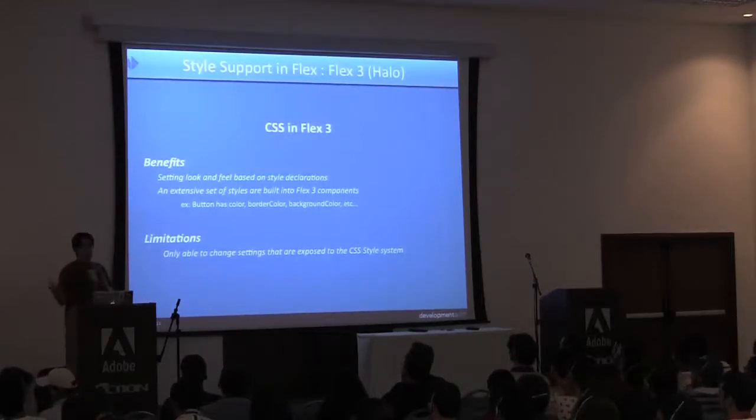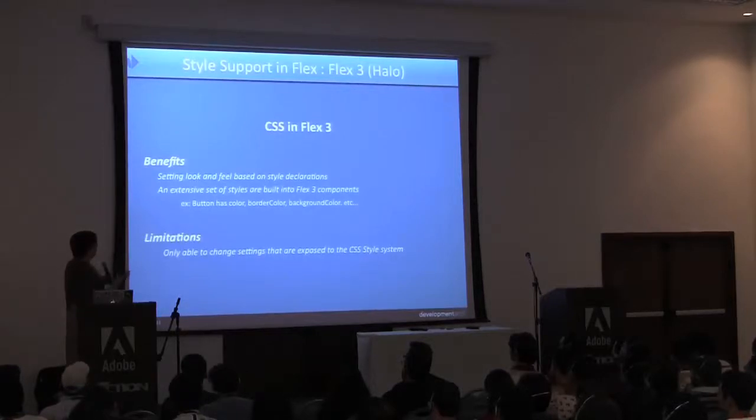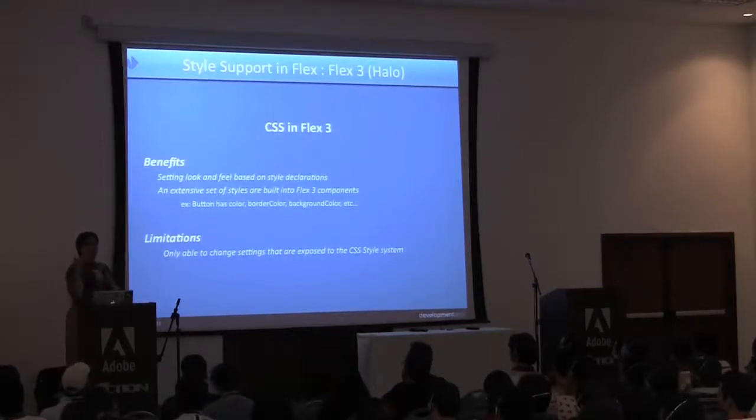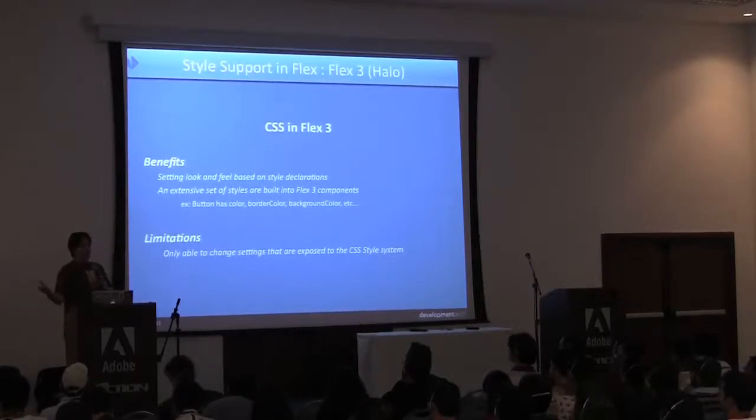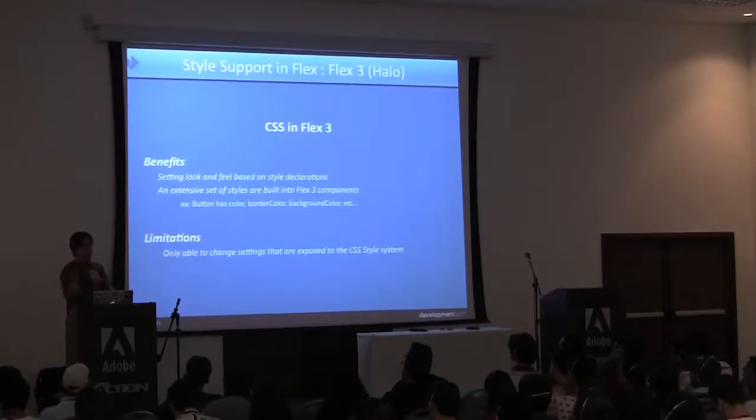So the cool thing about CSS in Flex 3 is that we have the ability to use a syntax to declare how our components and our UI look. A very basic example: a button has a color, that's the text color of my button. We have a border color, what is the color of the border around it? What is the background color? We can set this through the CSS styling language, and that allows us to rapidly change the look of our application without having to write a lot of code, without having to go into Flash Professional and draw our own animations or our own layout. We can do it through CSS.